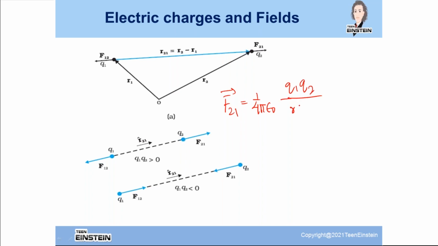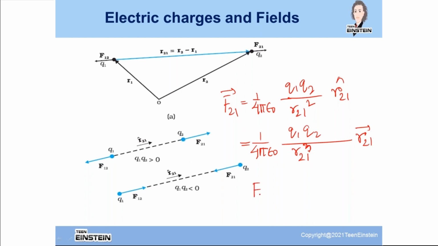F21 I can write as 1 by 4 pi epsilon naught Q1 Q2 by R21 square, and this as R21 cap, or you can write Q1 Q2 by R21 cube, and this as vector. These are two ways of writing the force vector, the Coulomb force, but they are actually the same. This is actually cube, okay? This is cube.